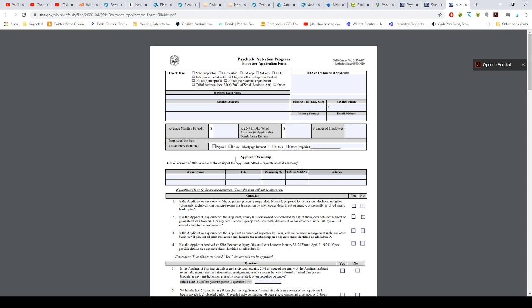Okay? So, you can be a sole proprietor or a self-employed person like me. You can either use your EIN number, which is for a business, or your private social security number, your business phone, primary contact, email address, how much you pay yourself. If you just paid yourself, say, $8,000 a month. There you go.